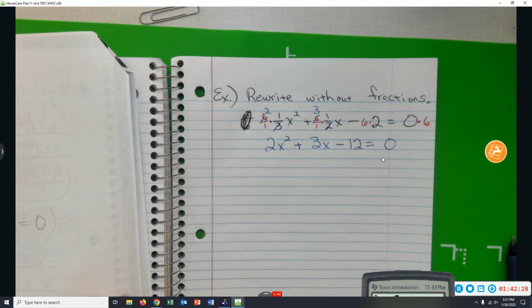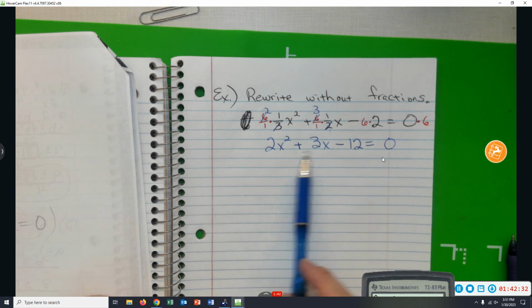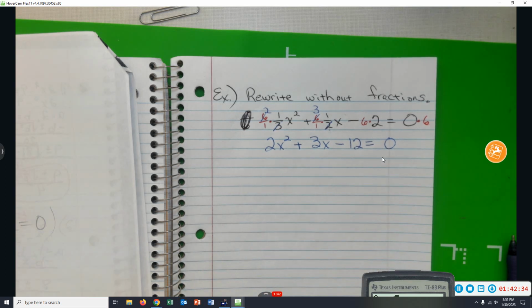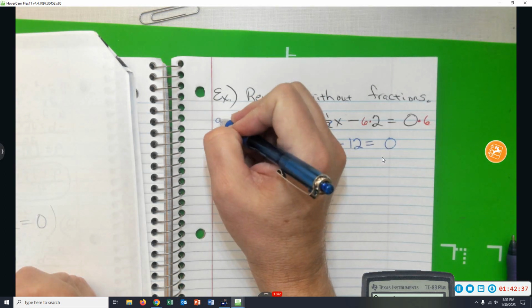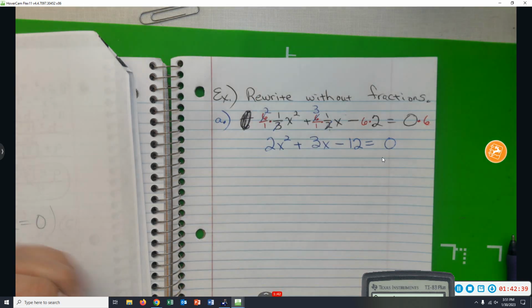Which one would be easier to use the quadratic formula on? The one without the fractions. But amazingly, if you do it with the fractions, a equals 1/3, b equals 1/2, c equals negative 2, you get the correct answer eventually, unless you mess up somewhere. Does that help at all with how we're getting rid of these fractions?